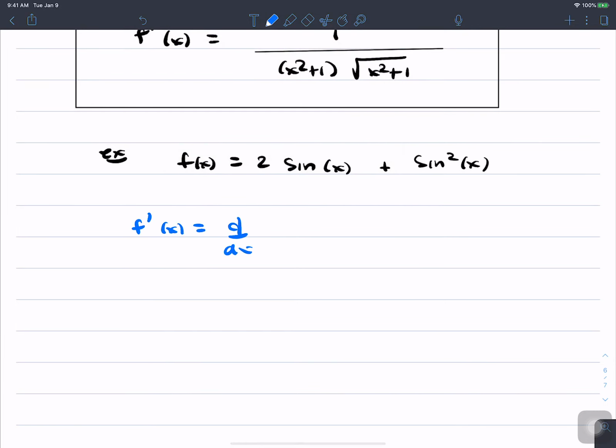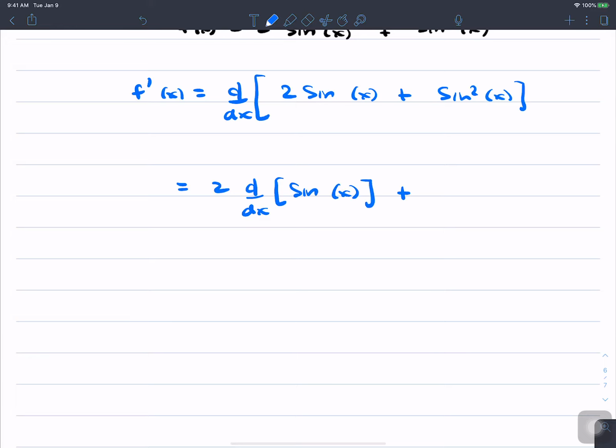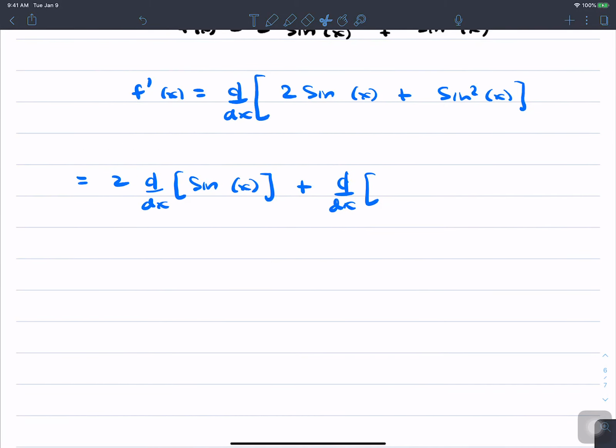Okay, sine squared x. Now you're going to use properties of derivatives here. So this is 2 d dx sine x plus d dx sine squared x. Now, I want to really emphasize the meaning of sine squared x. So that's going to be sine x squared. Now, the derivative of sine here is cosine. And I want you to note here, you're going to use the power rule version again.